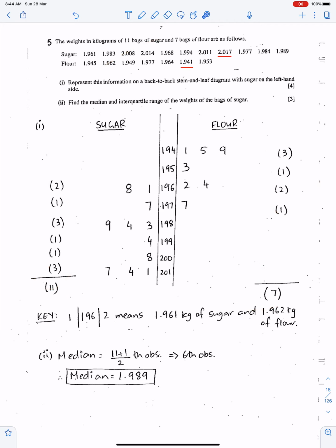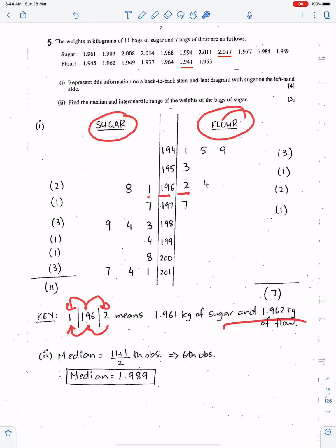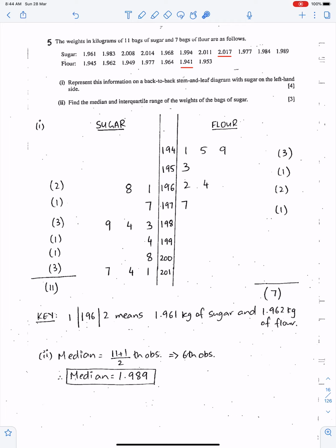And you can write the key. If you take these two numbers, you will write this as 1/196/2, and you will read this as 1.961 kg of a bag of sugar, and this 1.962 kg of a bag of flour. And you know how to get the median and interquartile range.